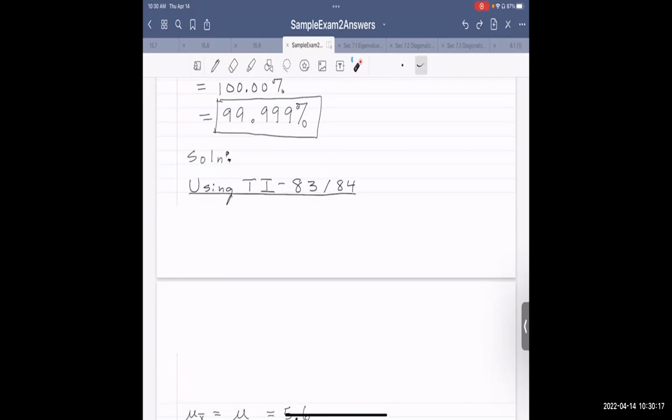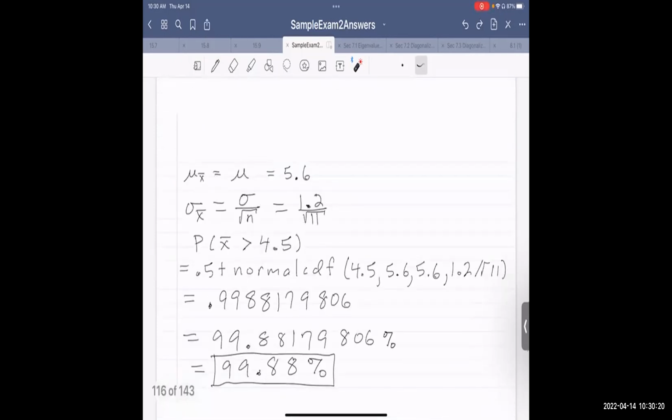Let me use my TI-83, TI-84 to do this. The mean for the sampling distribution of all possible sample means is 5.6. The standard deviation for the sampling distribution of all possible sample means is 1.2 divided by the square root of 11. So the probability that the sample mean is greater than 4.5 is just 0.5 plus the normal CDF, going from 4.5 to 5.6.